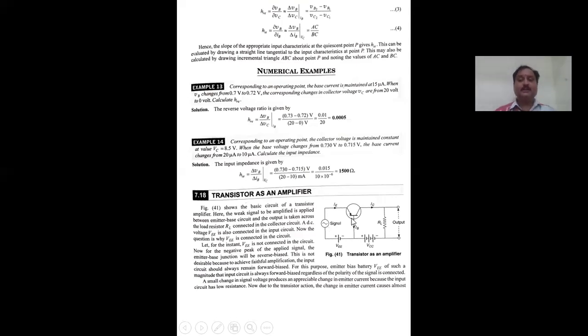This same result is observed in rectifier also. Rectifier is a device which converts AC to DC. That means high value. Then a small change in signal voltage produces an appreciable change in emitter current because the circuit has low resistance. At low resistance stage, we also increase the value using transistor. This is the major role played in the amplifier.